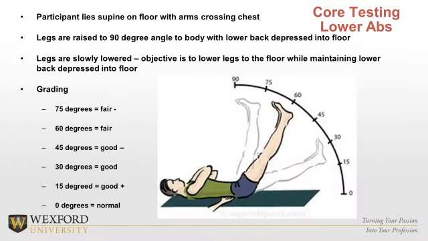Now, for lower abs, the participant lies supine on the floor with arms across chest. Or you can have the arms on the ground as well. Just depends on what protocol you're looking at. The legs are raised at a 90-degree angle from the body with the low back depressed into the ground. Now, what you can do too, you can either put your hand underneath and feel the spinal erectors, the lower part of that, the lumbar region. You can feel it actually push into the ground.